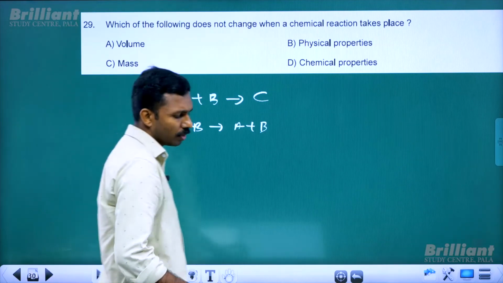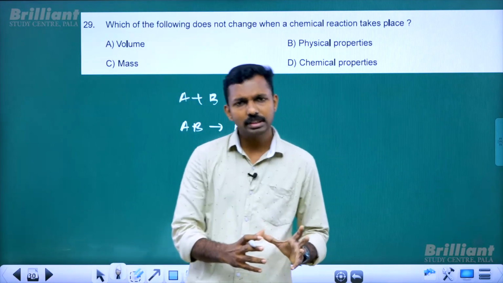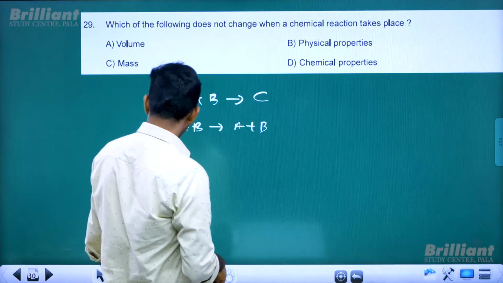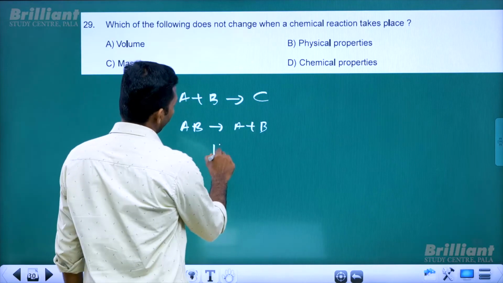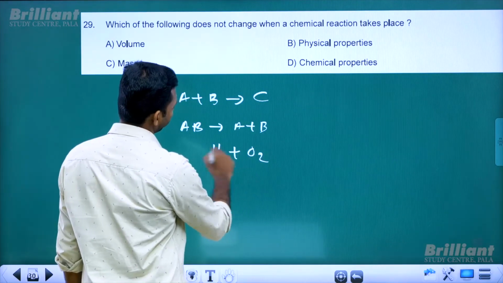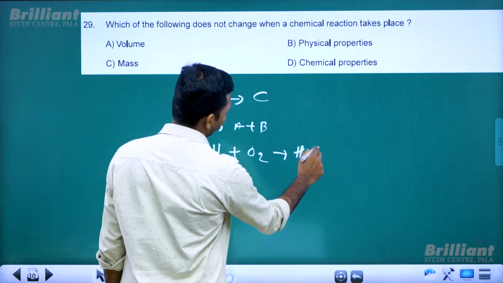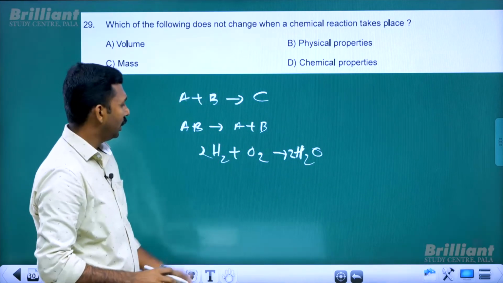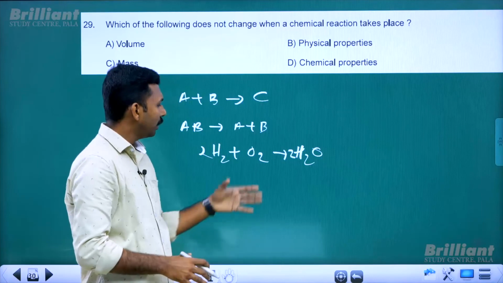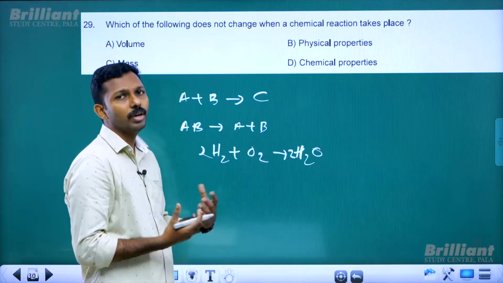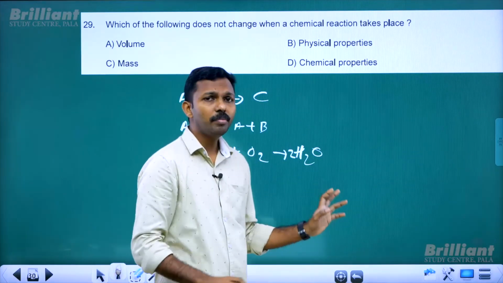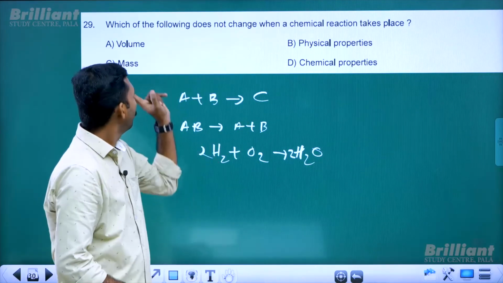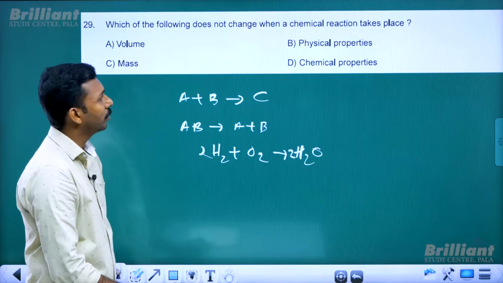Volume may change because, suppose, a solid is converted into liquid. Otherwise, take two gases, hydrogen and oxygen, the simplest example. H2 plus O2 gives H2O, 2H2O. Here hydrogen and oxygen are two gases with a large volume. But these two combine to get water, a liquid, which has lower volume than the reactants. No doubt, volume will change as a result of chemical reaction.